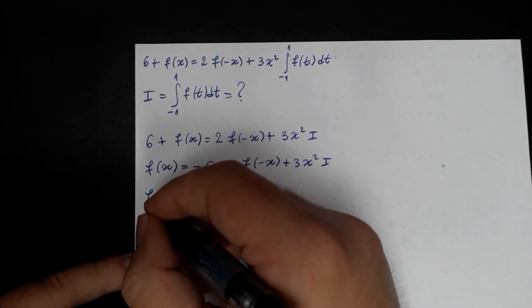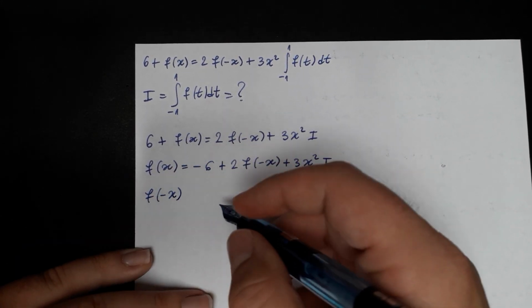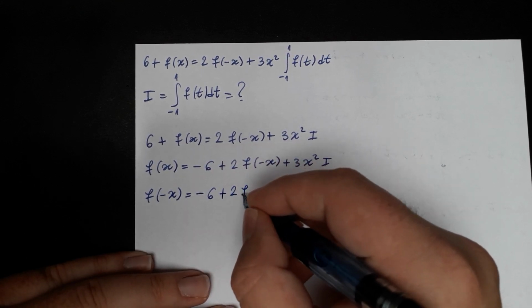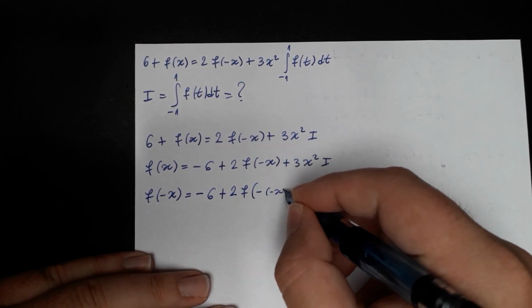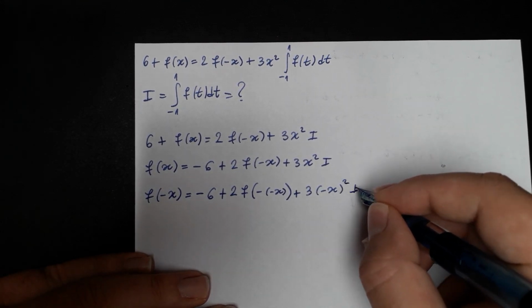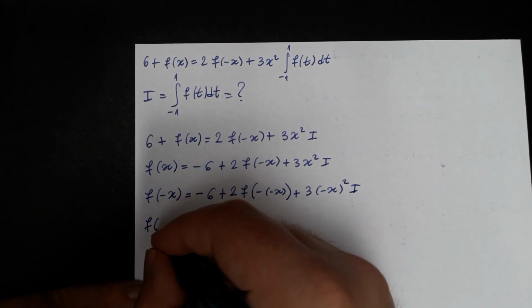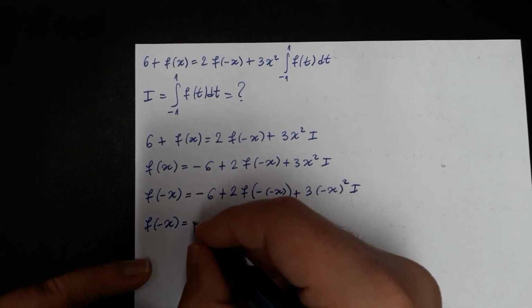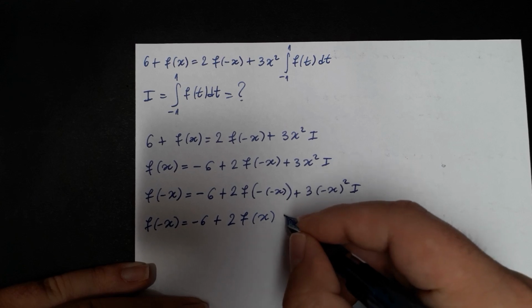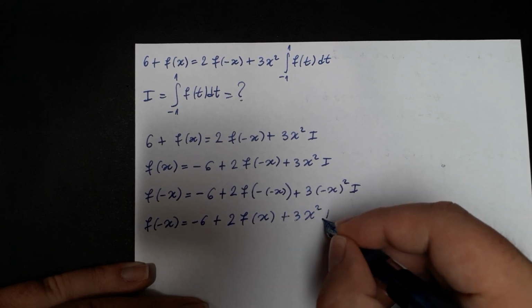Now when we plug in -x into this function f, we get that this is -6 plus 2 times f(-x) plus 3(-x) squared I. And that is going to give us that f(-x) is equal to -6 plus 2f(x) plus 3x squared I.